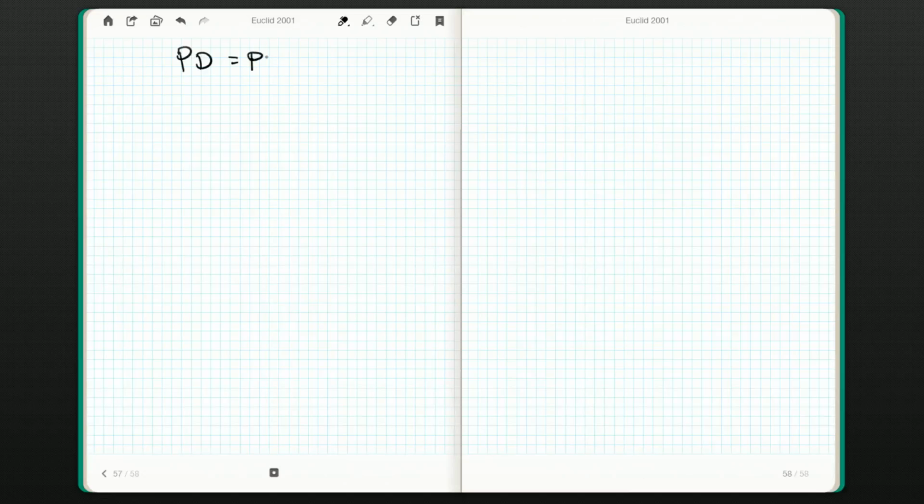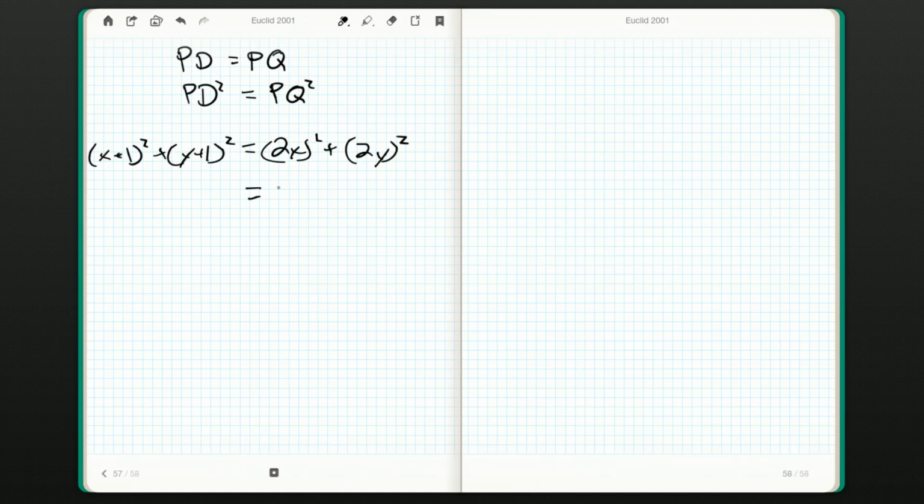So PD is equal to PQ, so that means PD squared is equal to PQ squared. So x plus 1 squared plus y plus 1 squared is equal to 2x squared plus 2y squared. I'm going to at least expand this out to 4x squared plus 4y squared. Okay, and I guess if I'm expanding those out, let's expand these ones out as well. So that's x squared plus 2x plus 1 plus y squared plus 2y plus 1.